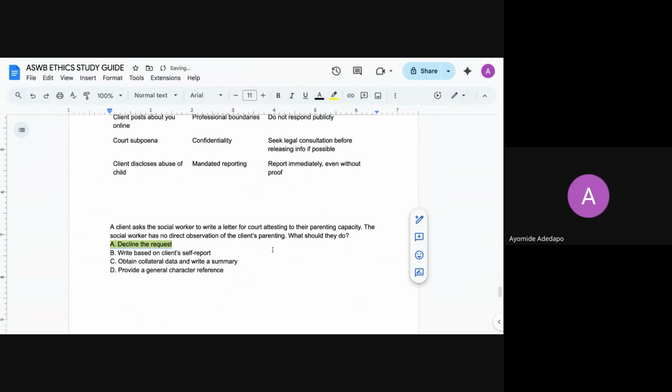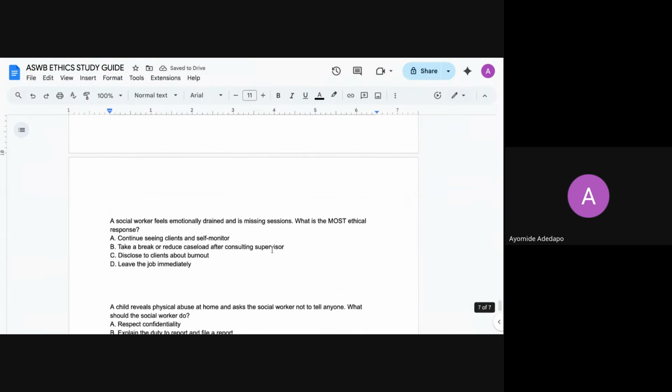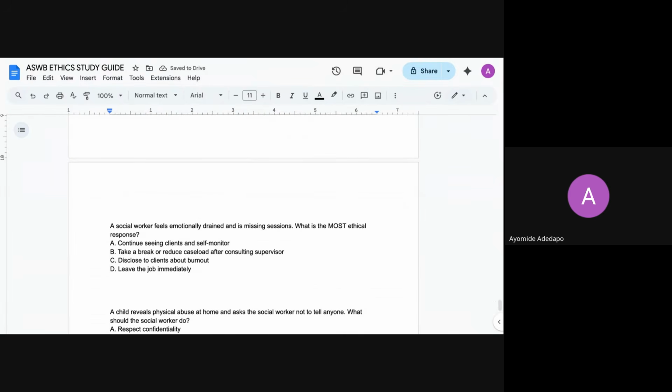Next. A social worker feels emotionally drained and is missing sessions. What is the most ethical response? Continue seeing clients and self-monitor, take a break or reduce caseload after consulting with the supervisor, disclose to the clients about burnout, or leave the job immediately. Whoa. So we definitely don't do D. We're not going to just abandon clients because we're burnt out. Disclose to the clients about burnout? Why would we do that? Are we looking for sympathy? We're not going to do that.